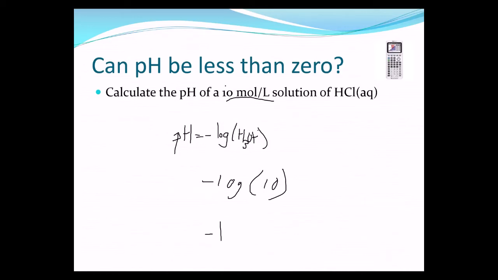And if we want to answer to the right number of sig digs, this has 2. So we'd want to have 2 numbers after the decimal place. So negative 1.00 would be the correct answer.